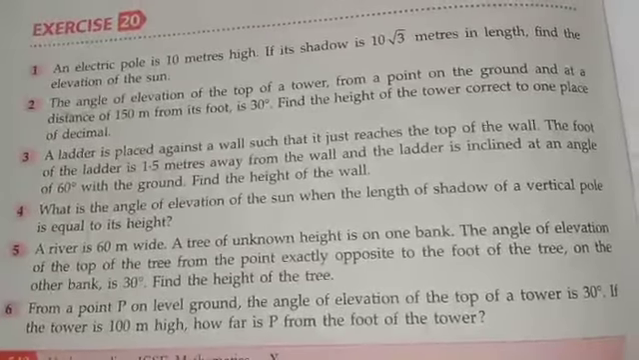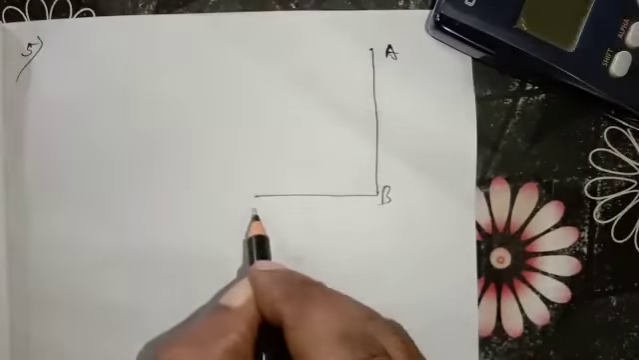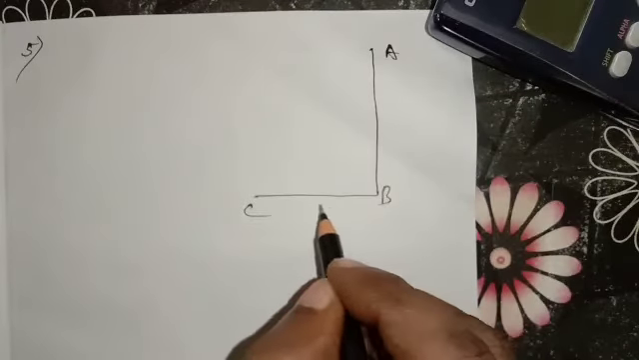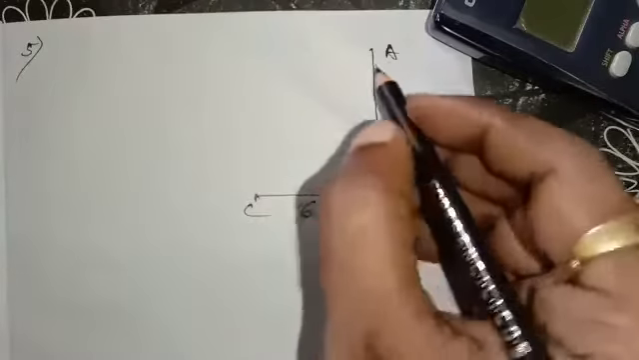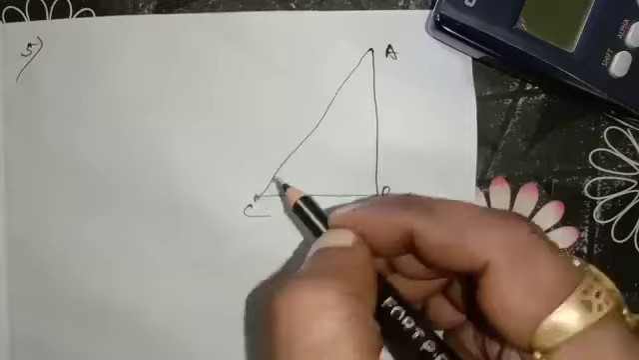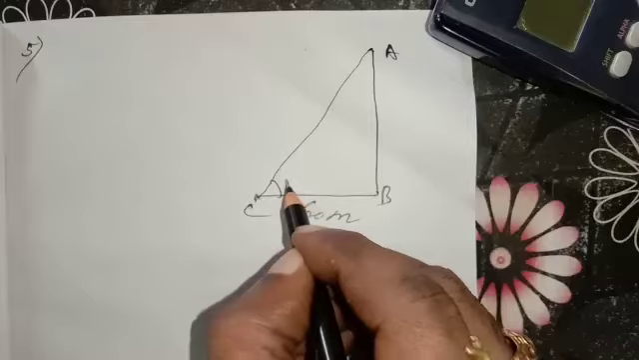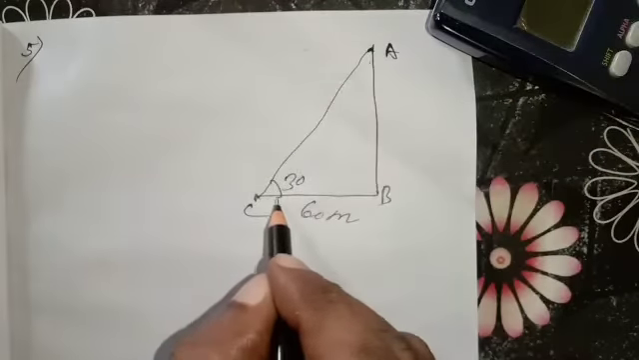First of all, let us draw the figure. First of all, you draw one tree. Let AB be the tree, the height of the tree, on one bank of the river, and BC the width of the river, that is 60 meter wide. AB is the tree, and the angle of elevation of the top of the tree from the other bank is given as 30 degree.